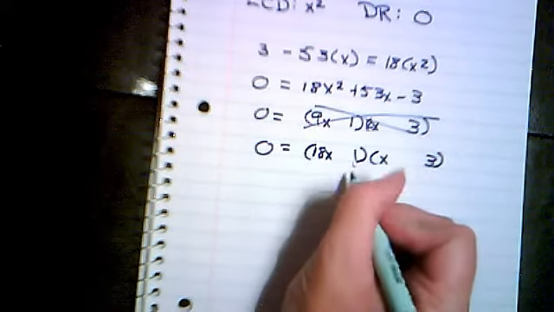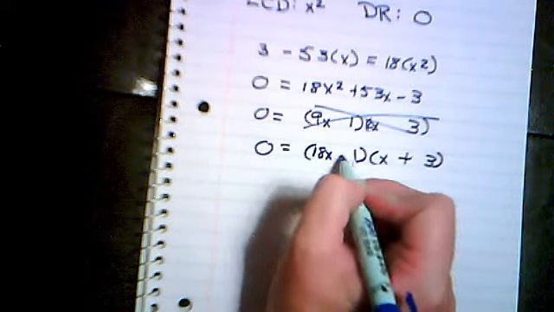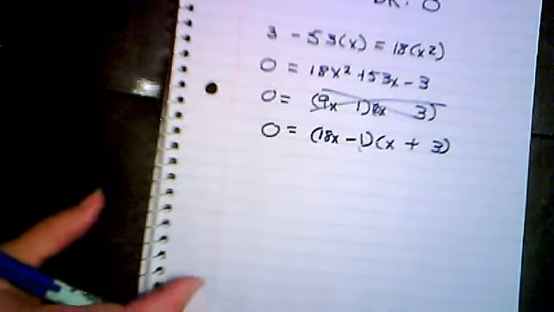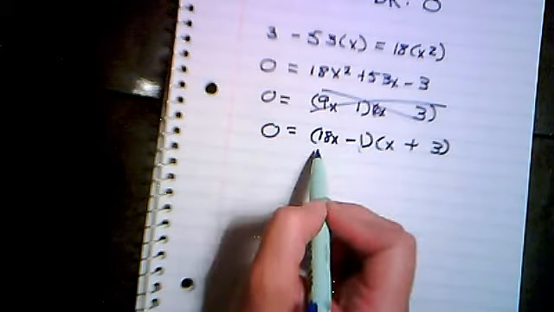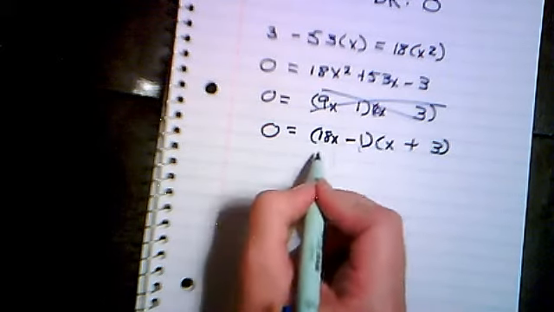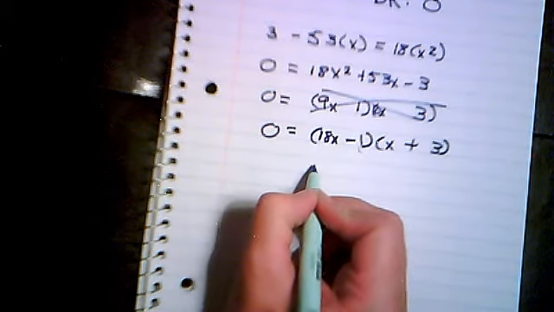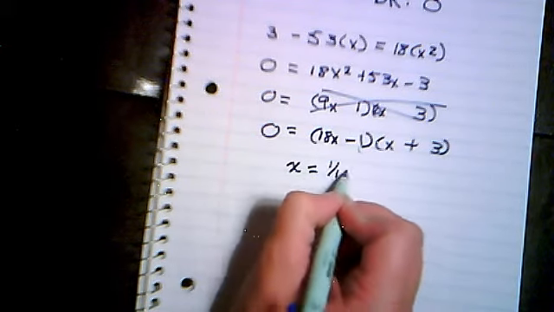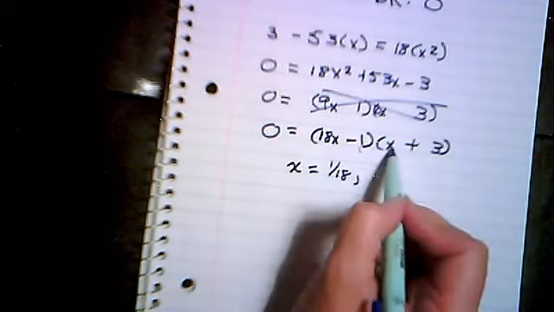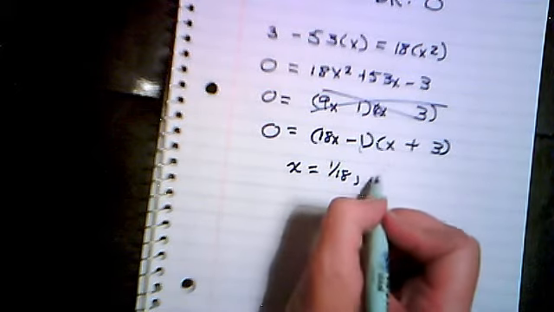So if I choose this one to be positive and this one to be negative, then I can get a positive 53x as my middle term in that quadratic. Now that means that this is set equal to 0, and then this is going to be set equal to 0 also. When this is set equal to 0, I add 1 and divide by 18, so x is equal to 1/18. Over here, when this is set equal to 0, then x is equal to negative 3. So these are my two answers.